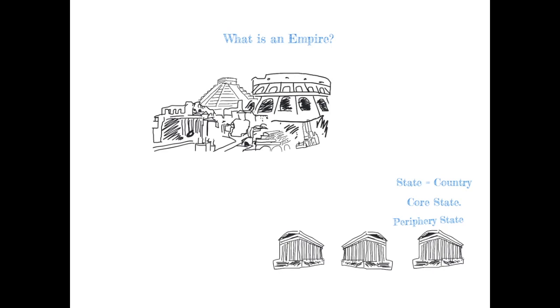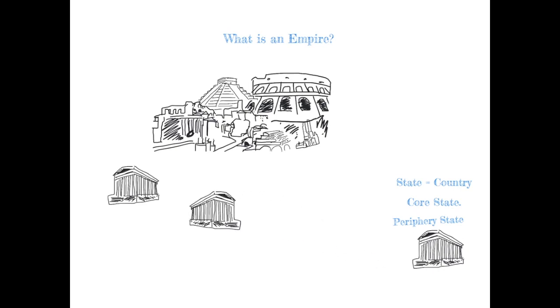So, essentially, an empire is a state that dominates or rules over another state, or perhaps a series of other states. Now, before we go any further in our exploration of what is an empire, I think it's important to define a couple of terms. And the first term that we're going to define is state.